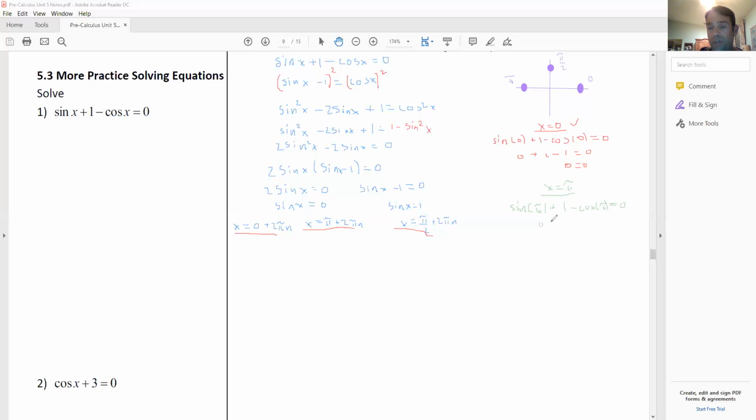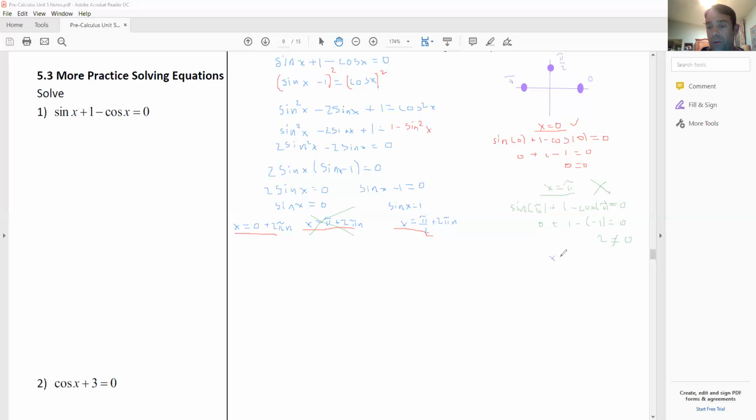So sine of pi is 0, plus 1, minus a negative 1, equal to 0. And friends, we end up with 2 equals 0. Well, that's not true. So this is what we're talking about. This is an extraneous solution. This one doesn't work. So because we squared at the beginning, we run the risk of introducing roots that don't work. So we had one here that didn't work.